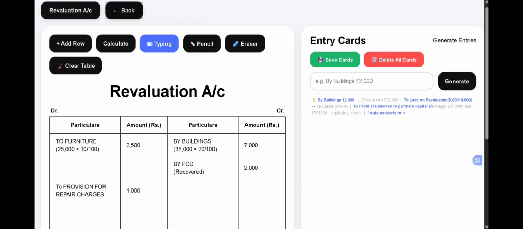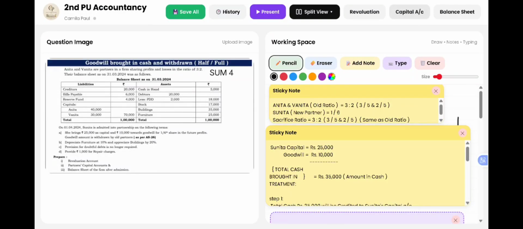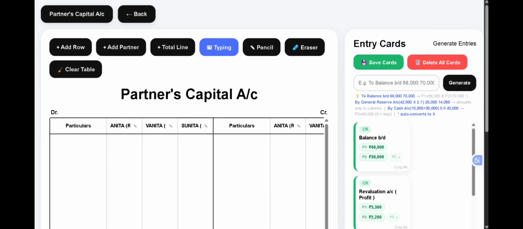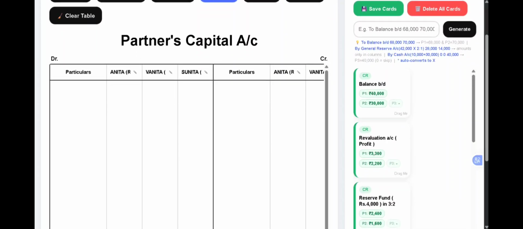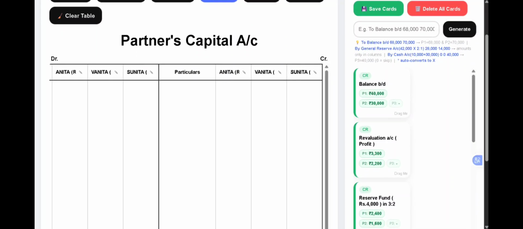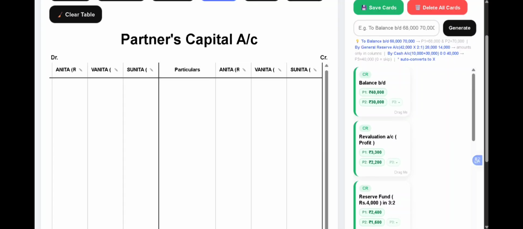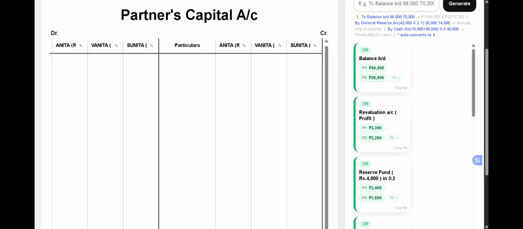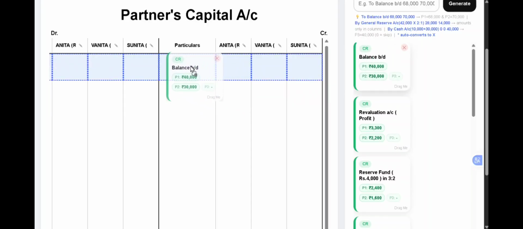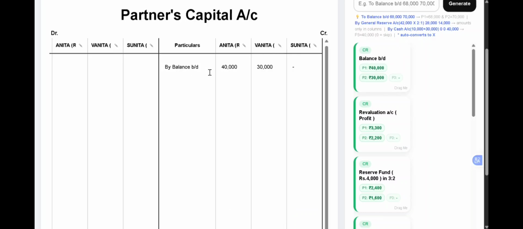Next, we will move on to the next account, that is the partners' capital account. So we have three partners here, Anita, Vanita and Sunita, on the debit side, and again on the credit side, Anita, Vanita and Sunita. Now in the partners' capital account, first we need to bring down the opening balance, that is the capital from the balance sheet of the old partners. So it will be recorded on the credit side as by balance brought down, that is the capital given in the balance sheet, 40,000 for Anita and 30,000 for Vanita.